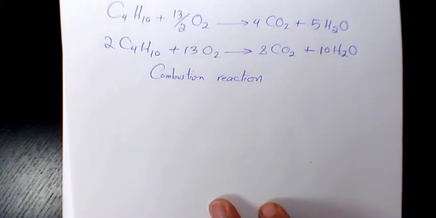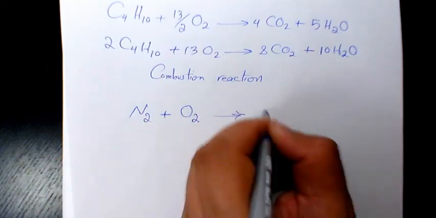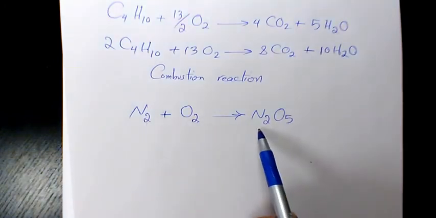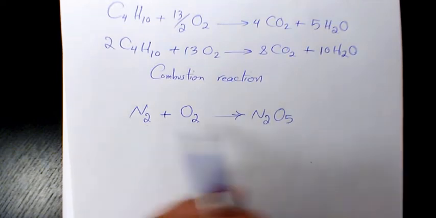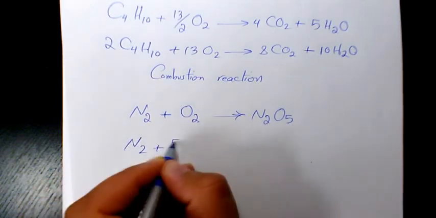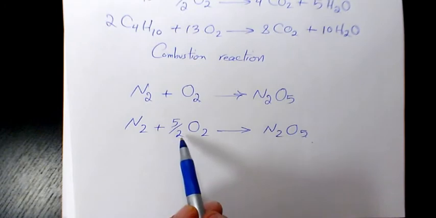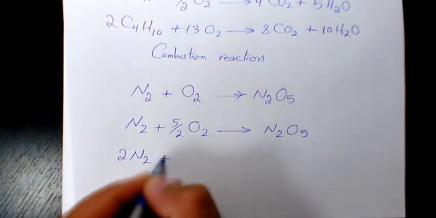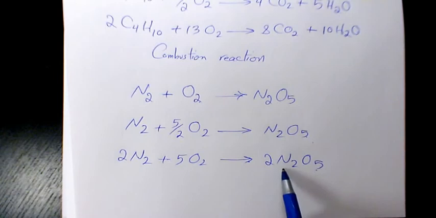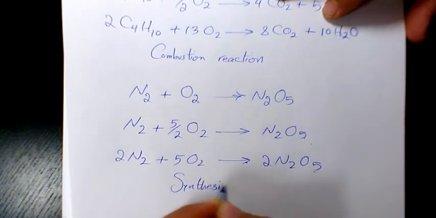Next, N2 plus O2 gives us N2O5. Nitrogen, oxygen, dinitrogen pentoxide. So N's are balanced. I need to multiply this O2 by 5/2. Then if we want to get rid of these 2, we need to multiply everything by 2. So 2 N2 plus 5 O2 gives us 2 N2O5. We have 4 atoms of nitrogen, 4 in here, 10 atoms of oxygen, 10 atoms of oxygen in here. We have a synthesis reaction.